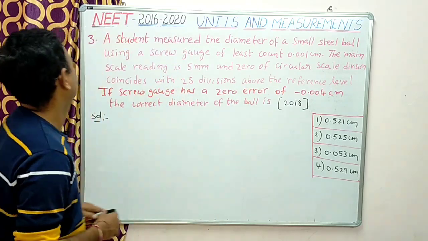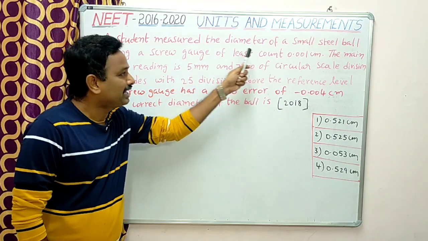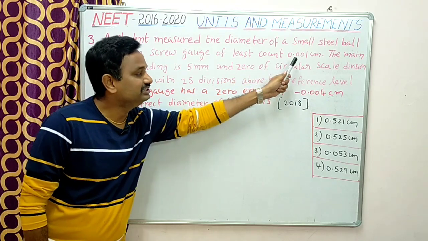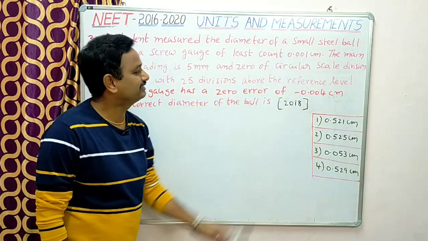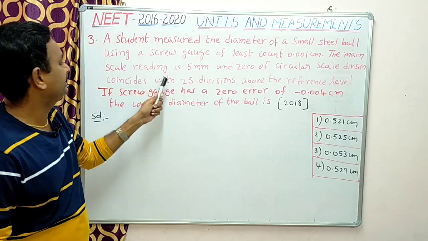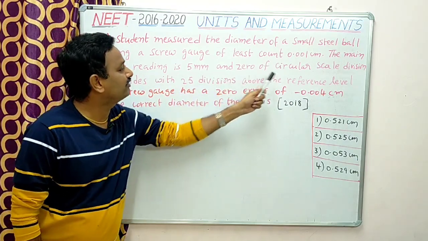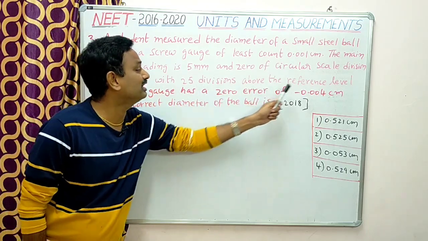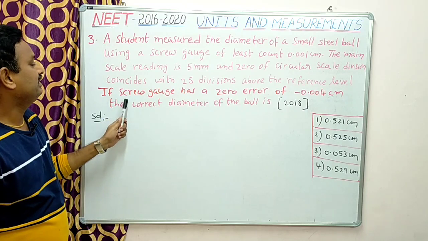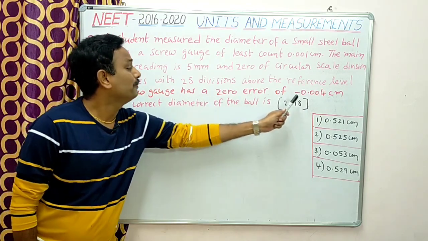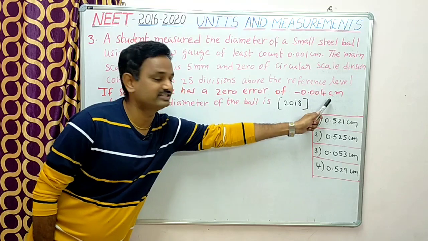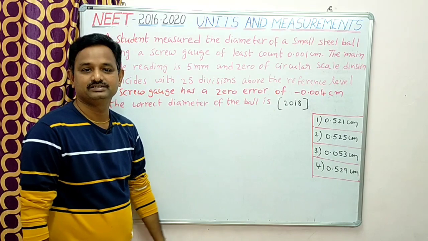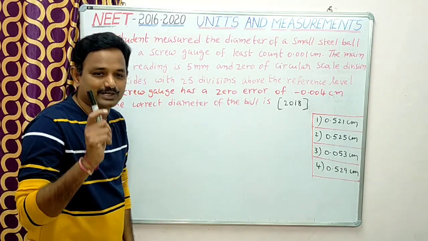Look at here. A student measured the diameter of a small steel ball using a screw gauge of least count 0.001 centimeter. The main scale reading is 5 millimeter and 0 of circular scale division coincides with 25 divisions above the reference level. If screw gauge has a zero error of minus 0.004 centimeter, the correct diameter of the ball is. So here we need to find diameter of the ball.